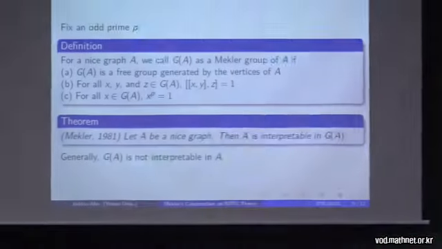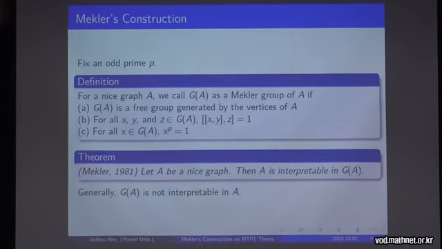And then, with some very hard work, Mekler found out that if you have a nice graph A, then A is interpretable in the group. Very interesting.